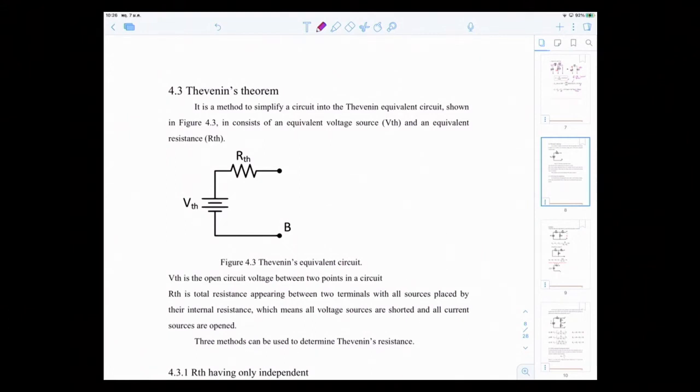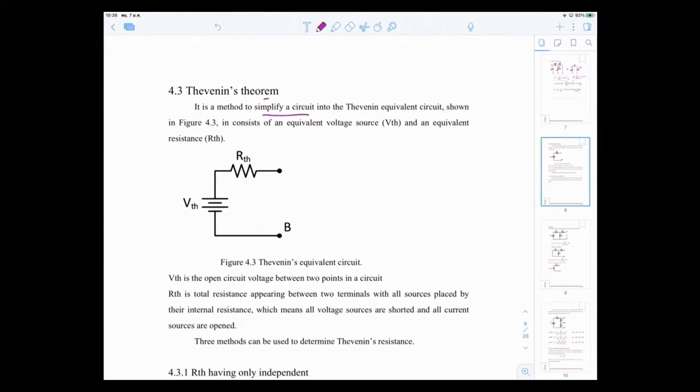Well, welcome back. We are in our ninth topic. This topic is on Thevenin's theorem. Thevenin's theorem is simply another method to simplify your circuit.